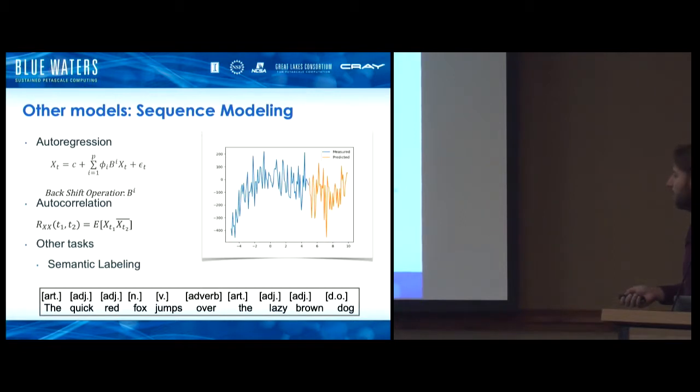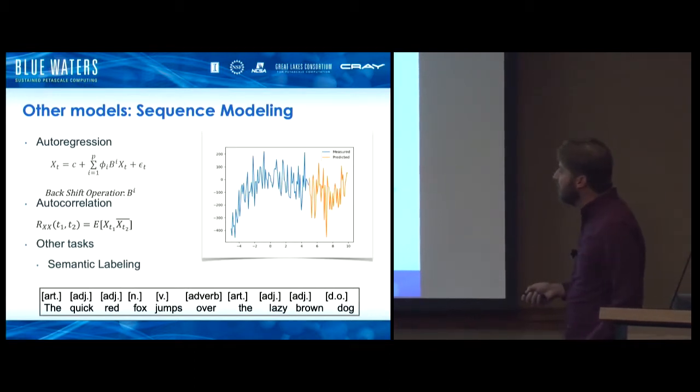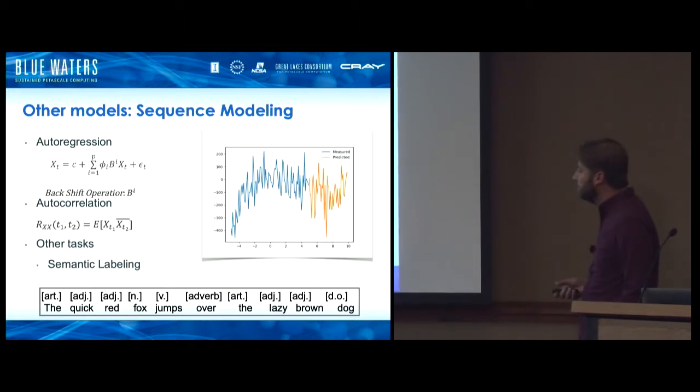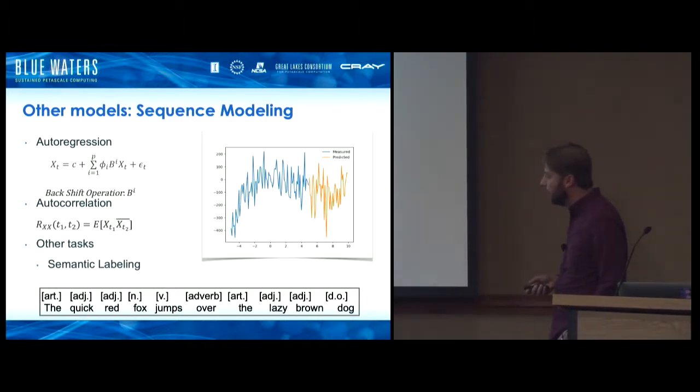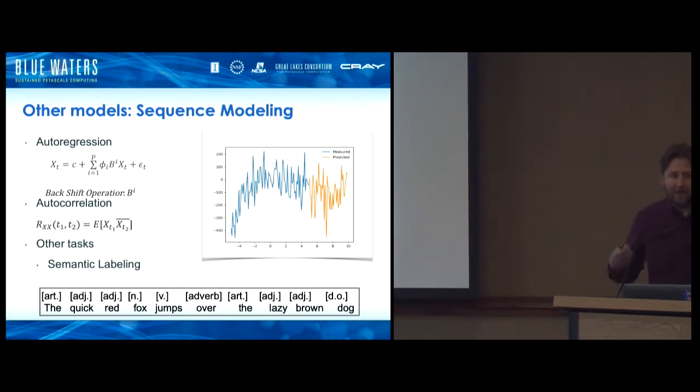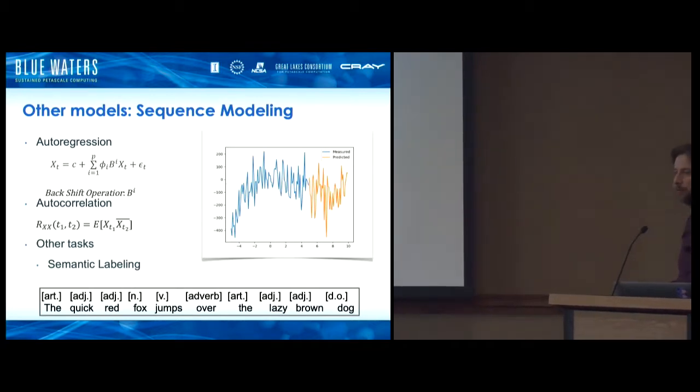The quick red fox jumps over the lazy brown dog. I'm not an English major, so I hope I got all my parts of speech right. So article, adjective, noun, and so forth. So the input sequence would have been this list of words. The output sequence would have been this list of tags. So that's what's coming up in the literature as the next challenge to do here.